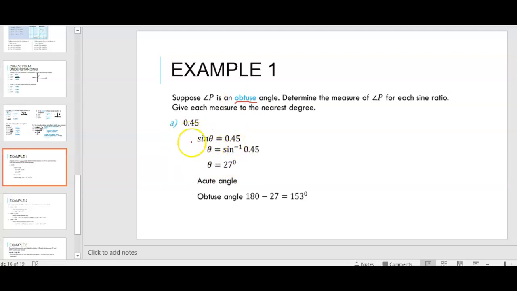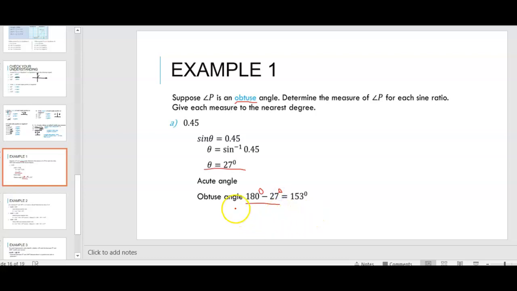We're going to take the inverse of the function, and there we have angle theta equals 27 degrees. Okay, but this is the acute angle that's going to be located on the first quadrant. We are asked to find the obtuse angle, and as we mentioned earlier, the obtuse angle is 180 degrees minus 27 degrees equals 153 degrees. Let's put the sign here for the degrees.